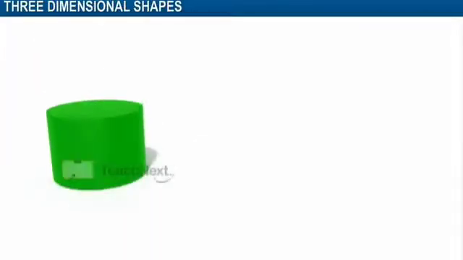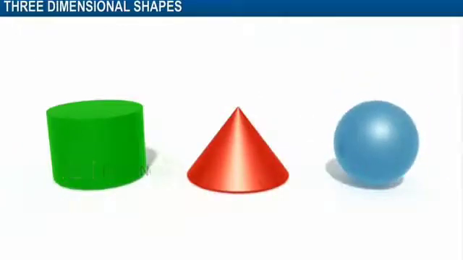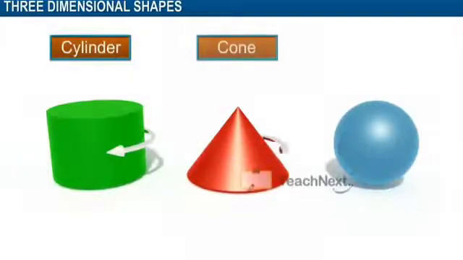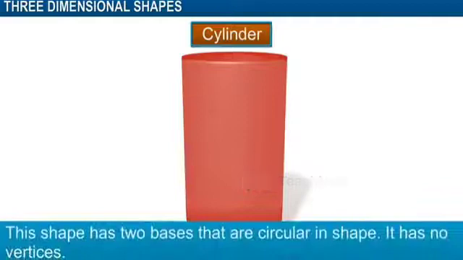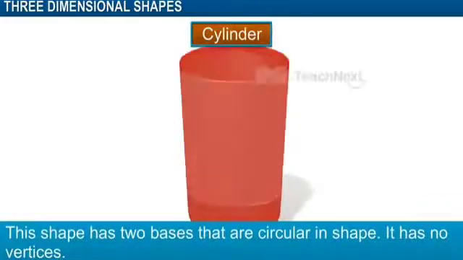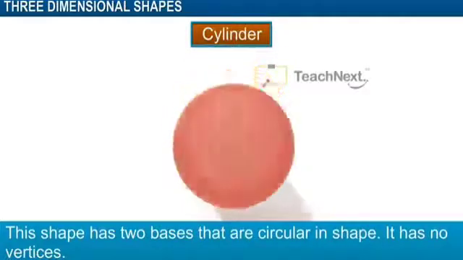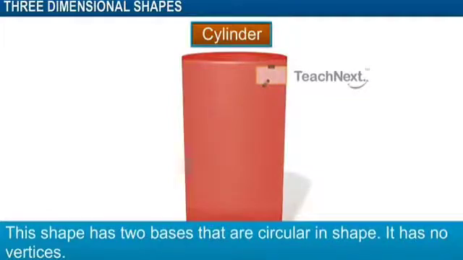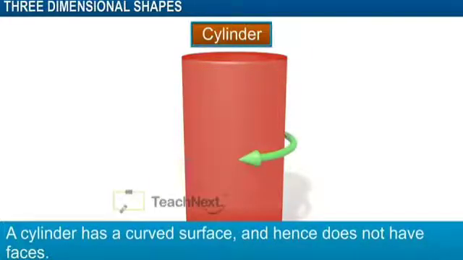Now, let's look at some other solid shapes that do not have flat surfaces. For example, a cylinder, a cone, and a sphere. Observe the cylinder. This shape has 2 bases that are circular in shape. It has no vertices. We can observe that a cylinder has a curved surface and hence does not have faces.